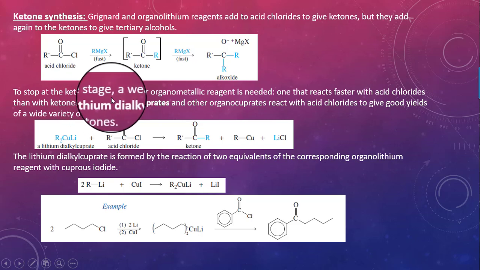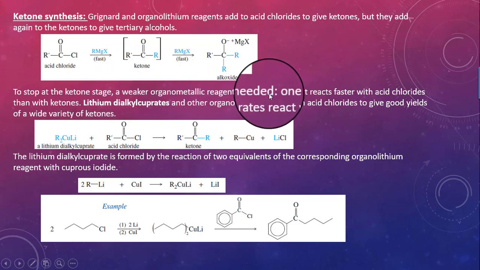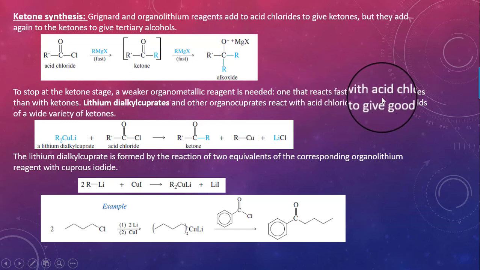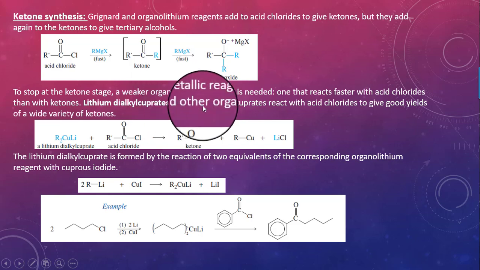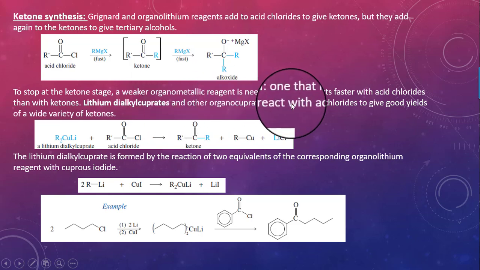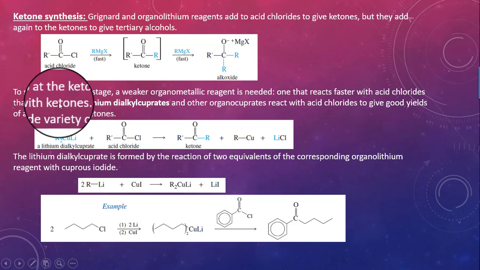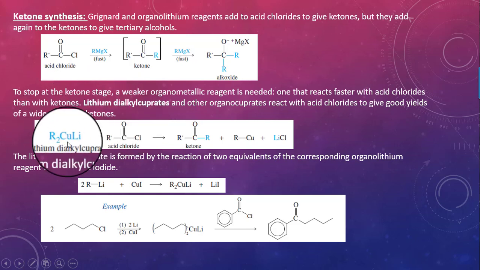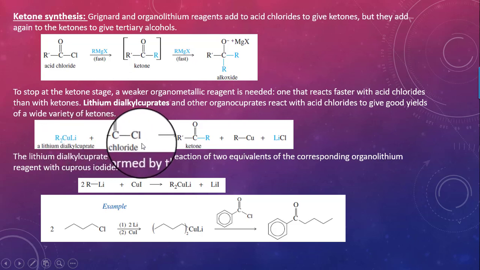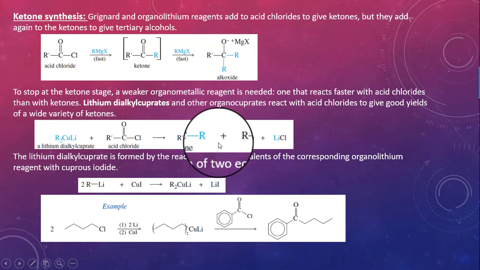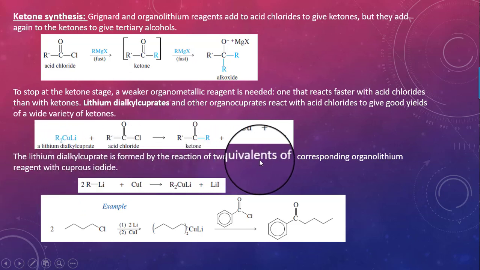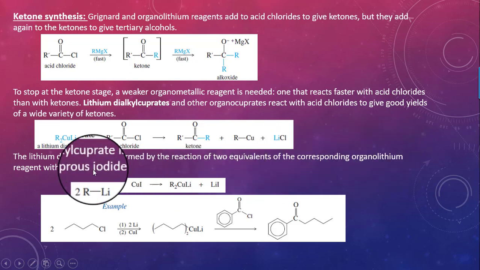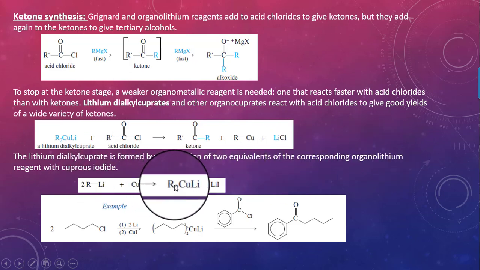To stop at the ketone stage, a weaker organometallic reagent is needed, one that reacts faster with acid chlorides than ketone. Lithium dialkyl cuprates and other organocuprates react with acid chlorides to give good yield of a wide variety of ketones. Lithium dialkyl cuprate on reaction with acid chlorides forms ketone, and lithium dialkyl cuprate is formed by the reaction of two equivalents of the corresponding organolithium reagent with cuprous iodide.